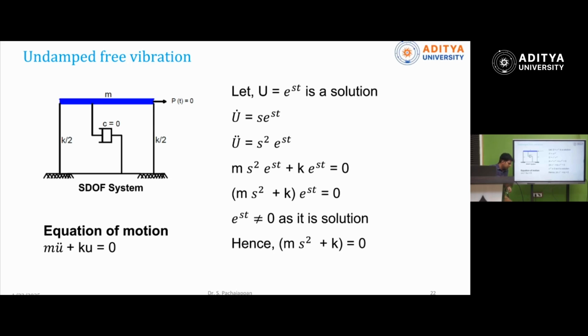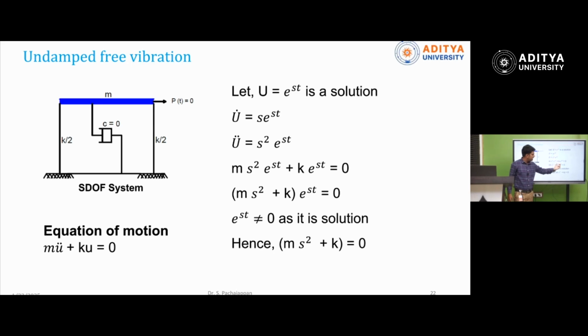So here, we are assuming the trial solution u equal to e power st. This e power st is generally considered for simple harmonic motion. So I consider the trial solution and differentiate. I will get u dot, which is s times e power st. Then differentiating once again, I'm going to get s square e power st. Substituting both of these in the dynamic equation, we'll be getting this.